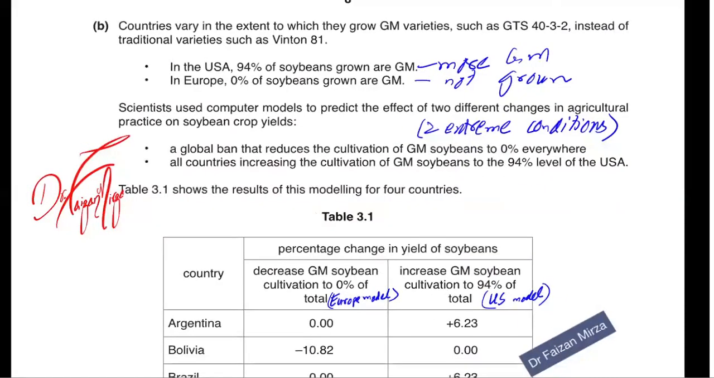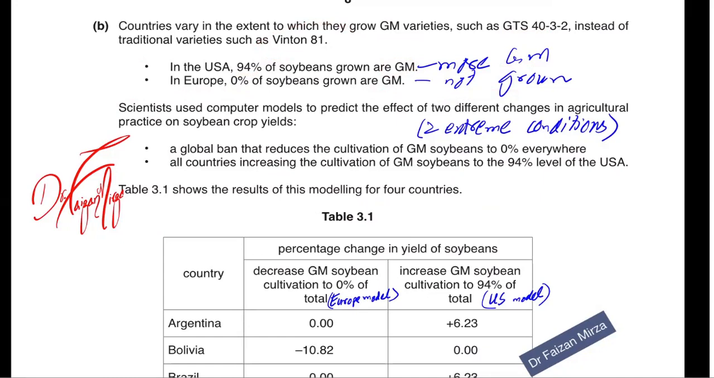Countries vary in the extent to which they grow GM varieties, such as this, compared with traditional varieties, Winton 81. They have given two conditions here. In the USA, 94% of soybeans are genetically modified, so you have more genetically modified organisms grown in the US. In Europe, 0% of genetically modified soybeans are grown, so basically they are not grown there.